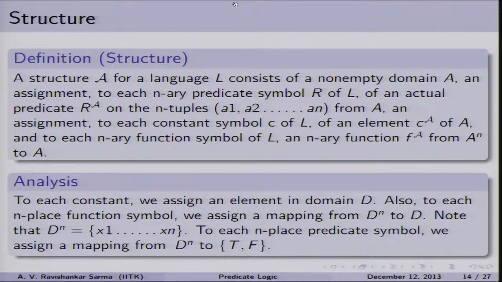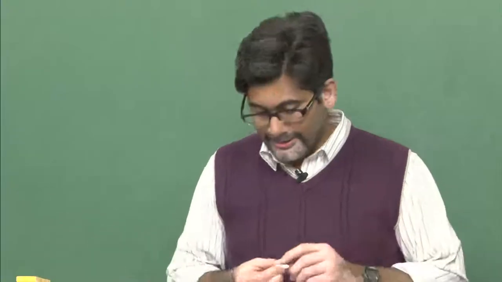d1, d2, d3, dn, and to each n-ary predicate symbol we assign a mapping from D to the power of n to some kind of value, 0 or 1. So that means the predicate is going to take some kind of value, either 0 or 1. Now this is what we have done so far.